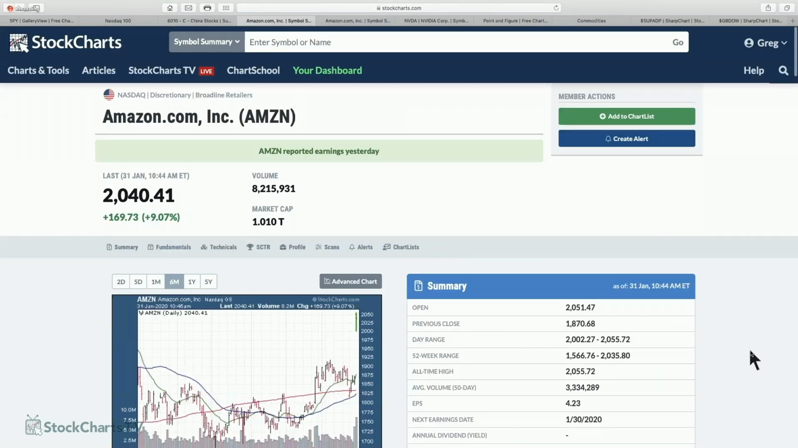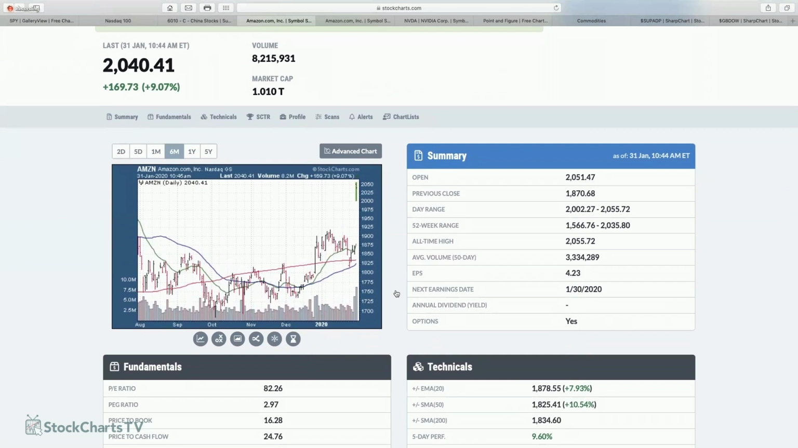So here's Amazon. What we see on the chart, first of all, is this big ballistic missile take off.